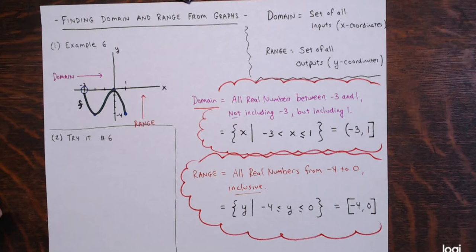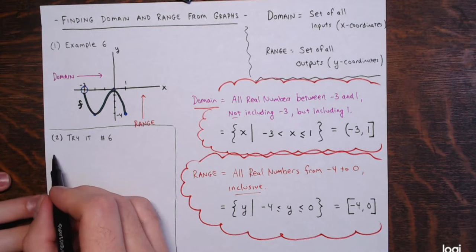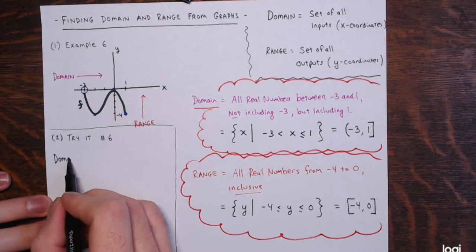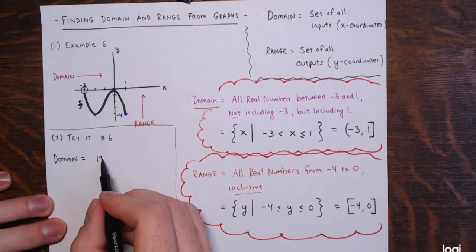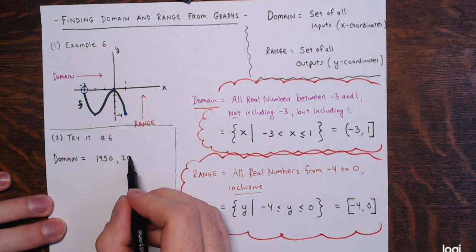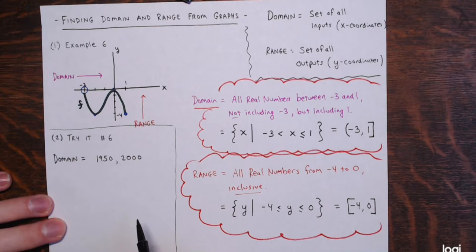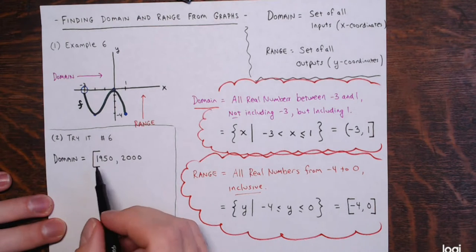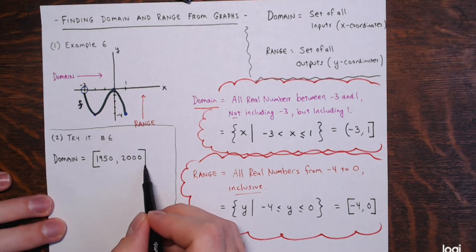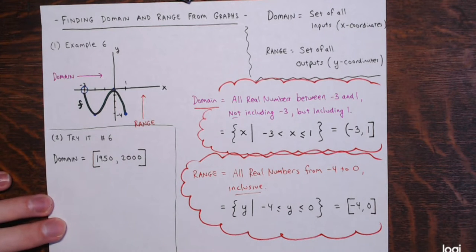So I won't even draw this, I'm just going to write this up. So the domain in interval notation is from 1950 up to the year 2000, always low to high, left to right. It looked like 1950 was included, there wasn't an open point there, so bracket on 1950, and same thing for 2000, there was no open point at the end, like in example 1 with the empty point. So bracket on both ends, so every year from 1950 to 2000, including 1950 and 2000. That's the domain in interval notation.